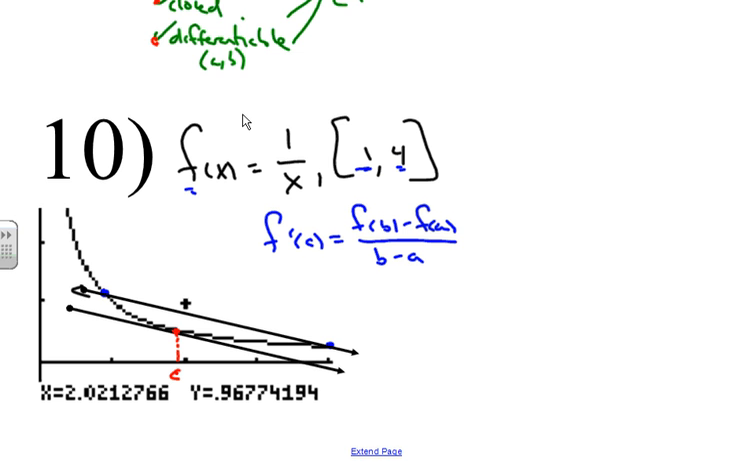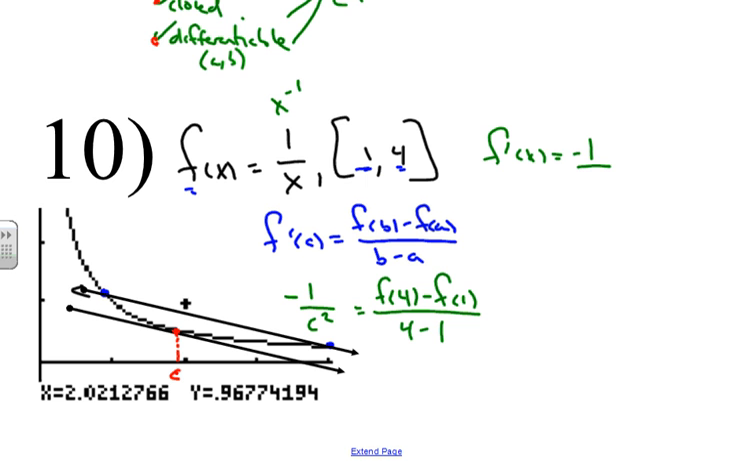So let's first find the slope we're looking for. I'm going to plug in f of 4 minus f of 1 over 4 minus 1. So let's find this slope first, and then we'll also find f prime of c. So f prime, we can change that to x to the negative first, so it'll be negative 1 over c squared, c being our x. We're just changing this x into c. We have negative 1 over c squared, because f prime of x equals negative 1 over x squared, and I just plugged c into there.